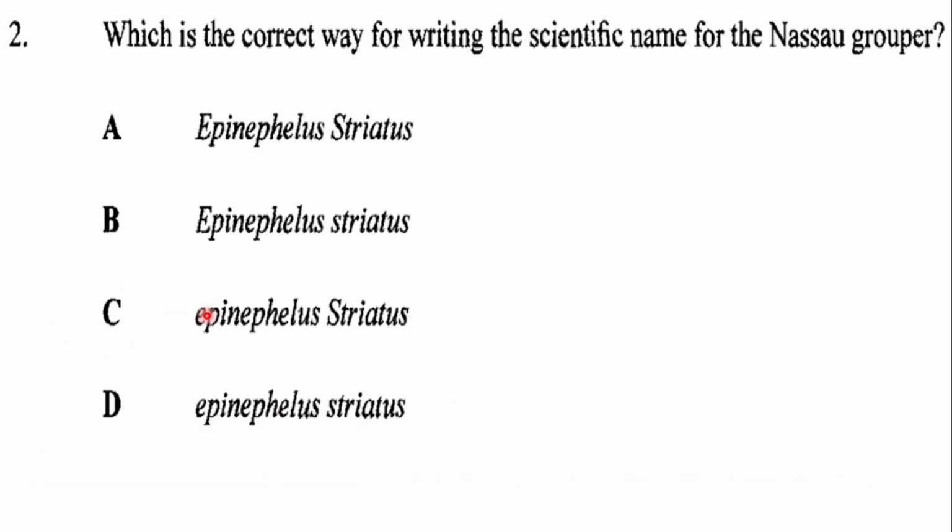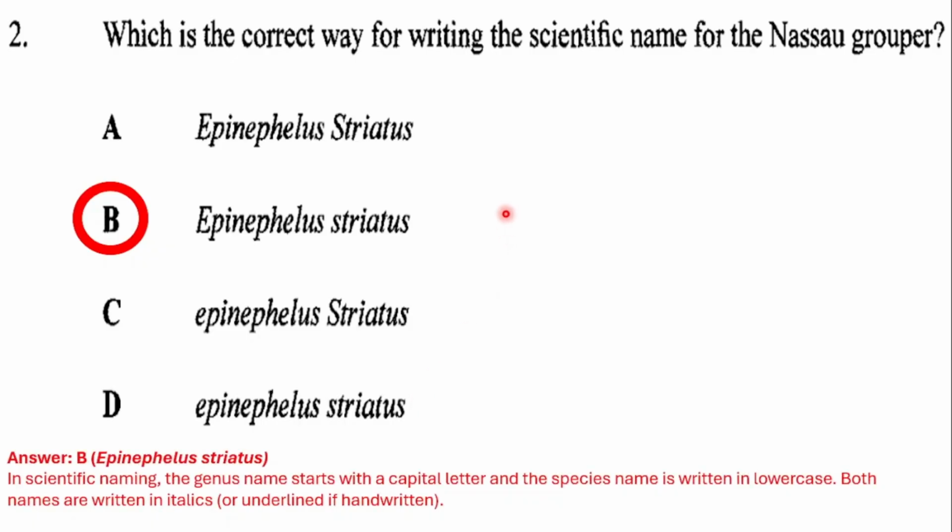Let's move on to question number 2, and it says, which is the correct way for writing the scientific name for the Nassau grouper? Is it A, is it B, is it C, or is it D? Now, whenever we are writing the scientific name, the scientific name consists of two words, the genus and the species. In scientific naming, the genus name starts with a capital letter, and the species name is written in lowercase, so it starts with a lowercase. And both names must be written in italics, or if we are handwriting it, both names must be underlined.